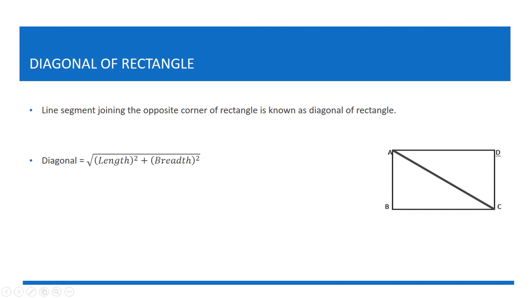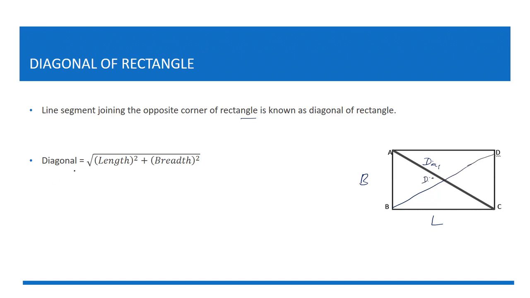Let us check out the diagonal. What is a diagonal? A line segment joining opposite corners of a rectangle is known as the diagonal of the rectangle. Here A to B is the breadth and this is the length. A to C is called the diagonal of the rectangle, and B to D is also called a diagonal of the rectangle.